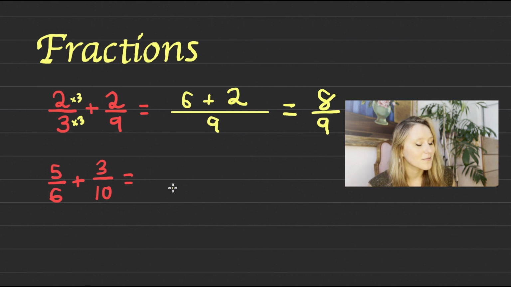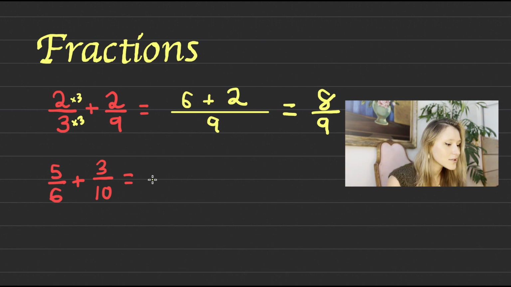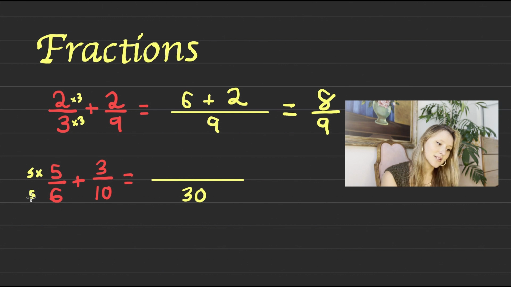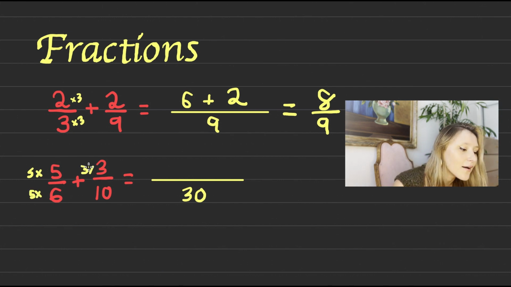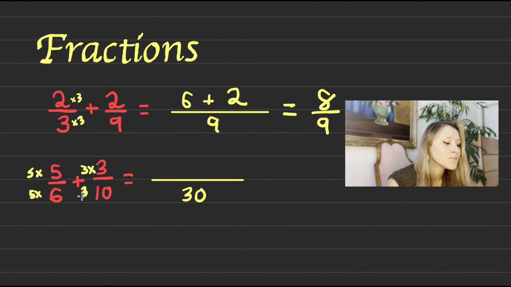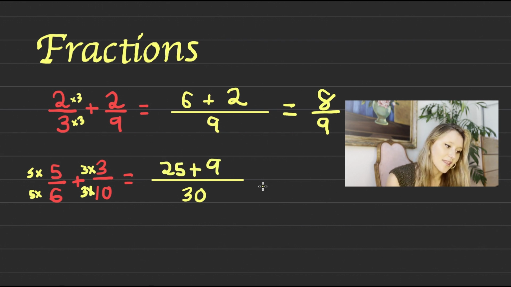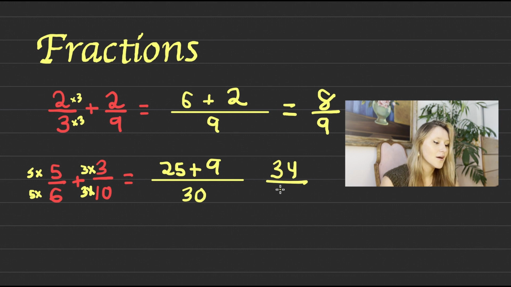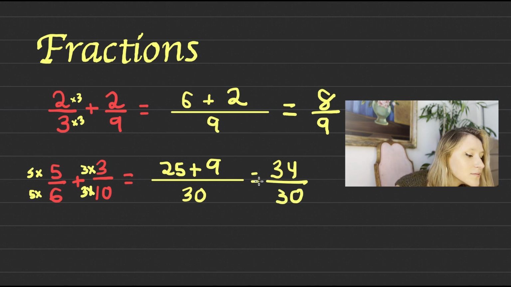5/6 plus 3/10. Oh, let's find a common denominator here. Let's do 30. Let's multiply the 5 times whatever it takes to get the 6 to 30. We get 5 times 5. Same with the 3, and we multiply that by 3. We get 25 plus 9 equals 34.